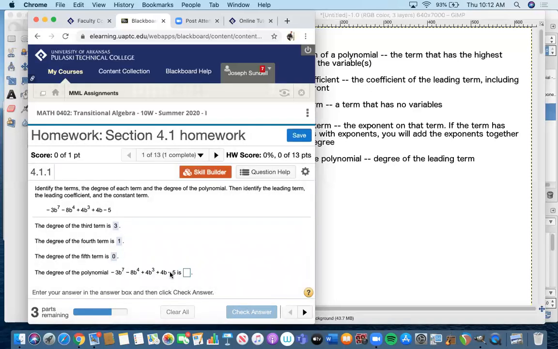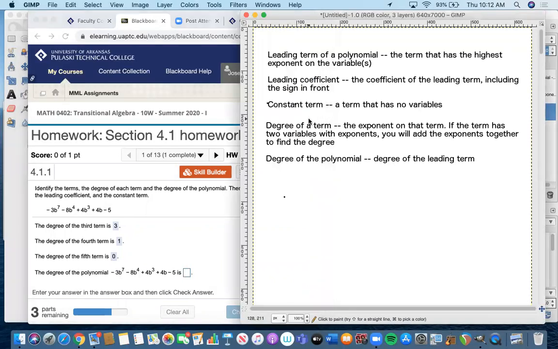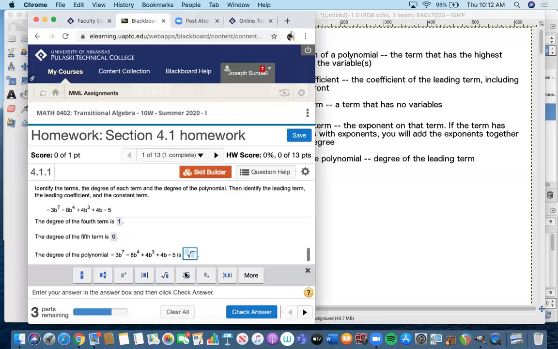Now the degree of the polynomial, so now we need to go over here. We need to figure out what's the leading term. What term has the highest exponent? And then the degree of the polynomial is going to be that exponent. What is that highest power, the power of the leading term? In this case, the leading term is the first term. It's not always going to be that way, but in this case it is. So the degree of the polynomial is 7, because 7 is the highest exponent we have. So it's the exponent on the leading term.